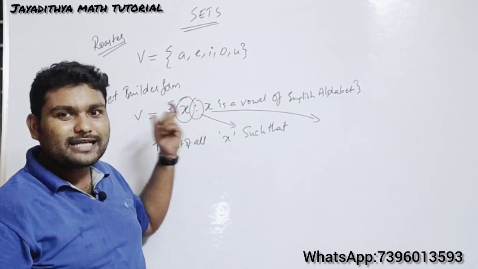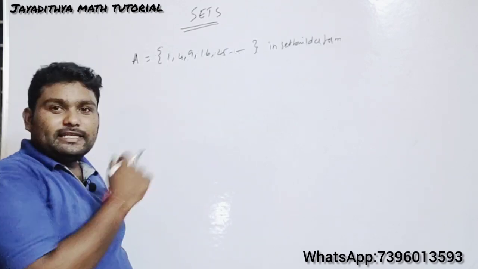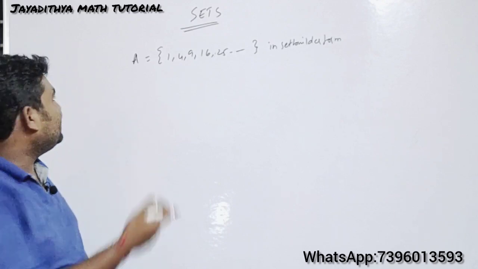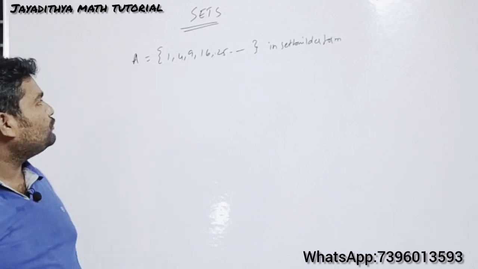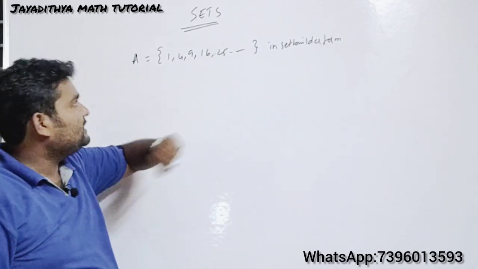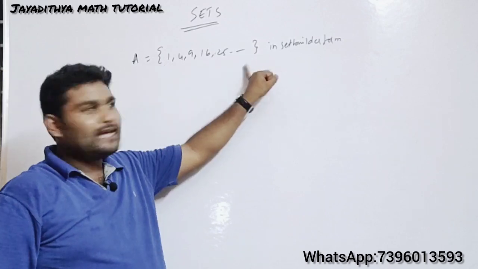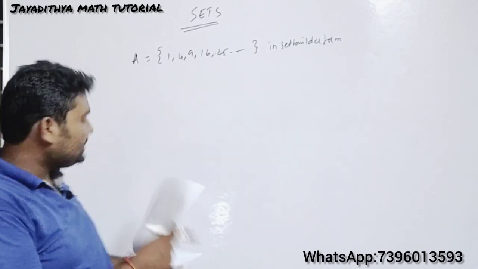You can also understand this by taking some examples. Let us take some examples here. Now look at this example. Here we have a set A. In this set, what are the elements we have? 1, 4, 9, 16, 25, and so on. These dots represent so on, that means there are some more elements. You should represent this set in the set builder form. That means this set is in the roster form.